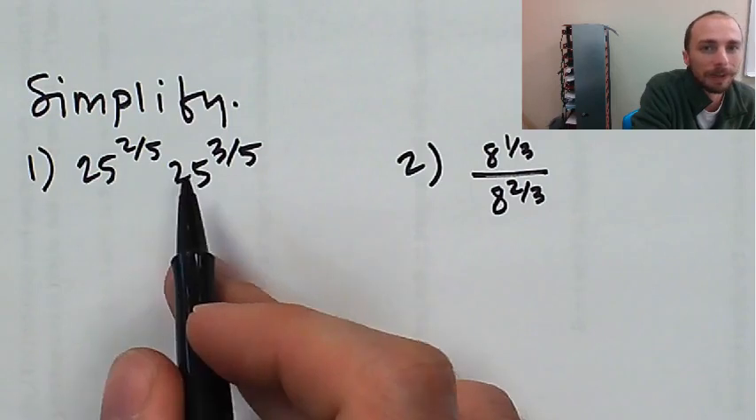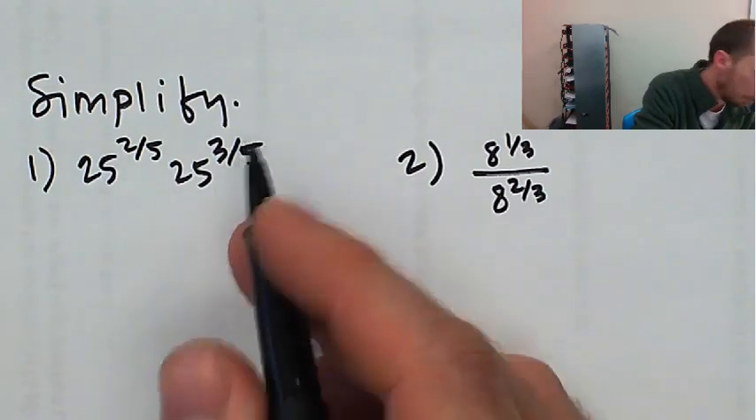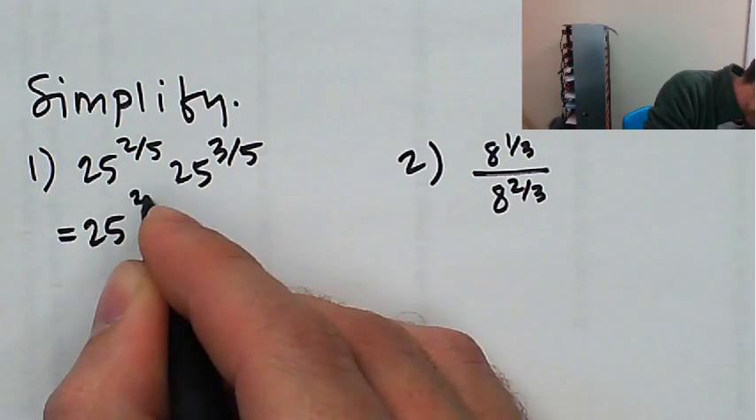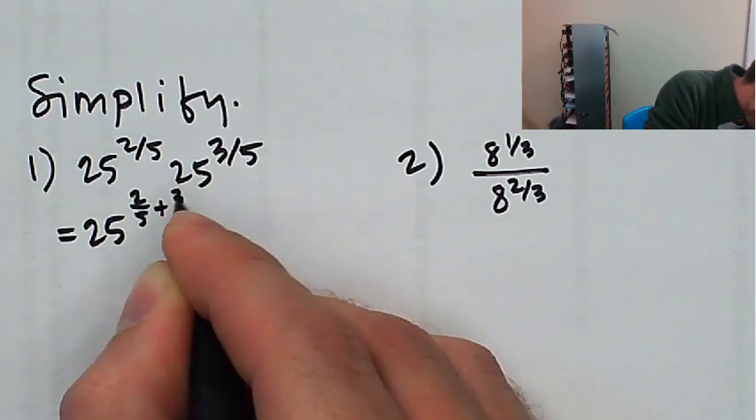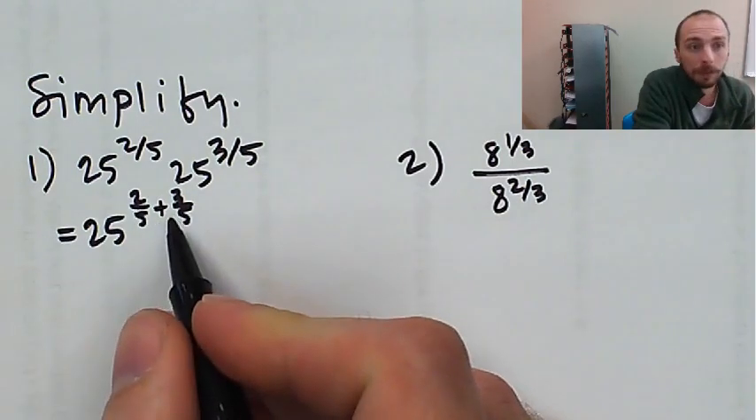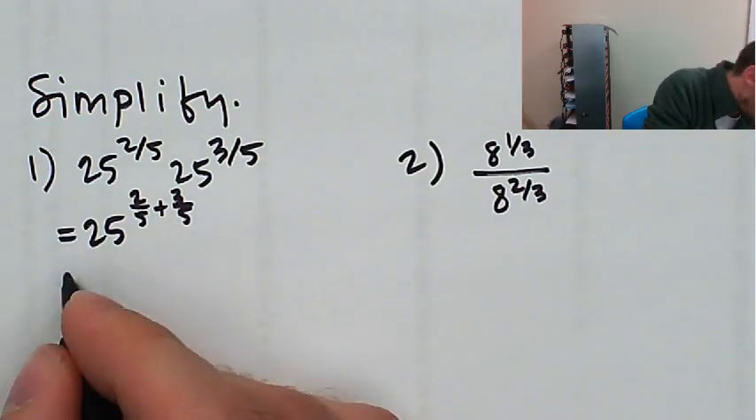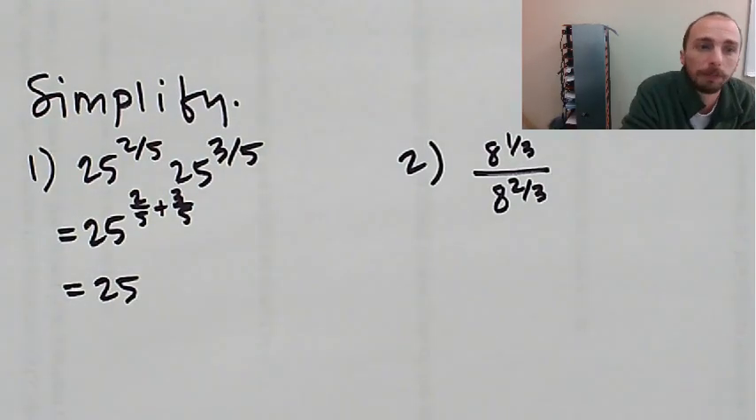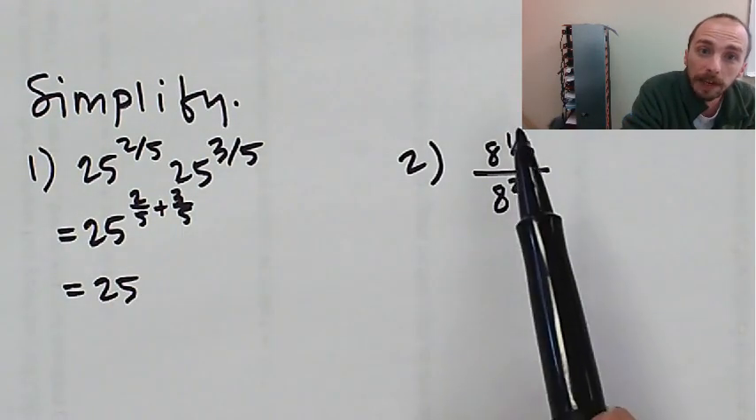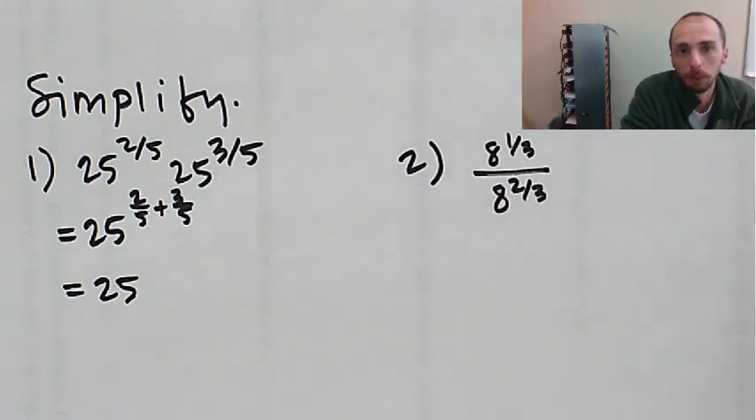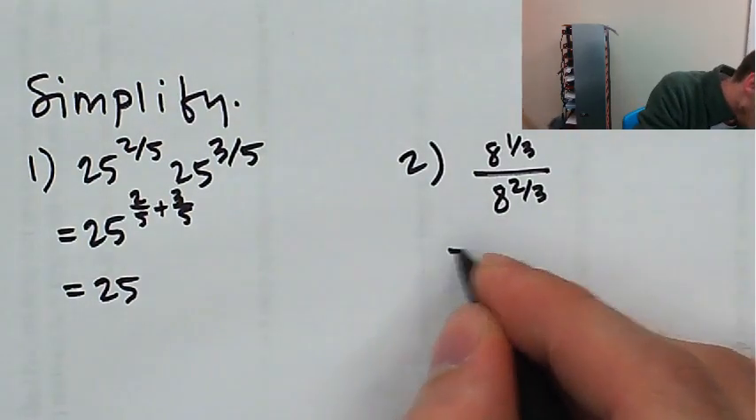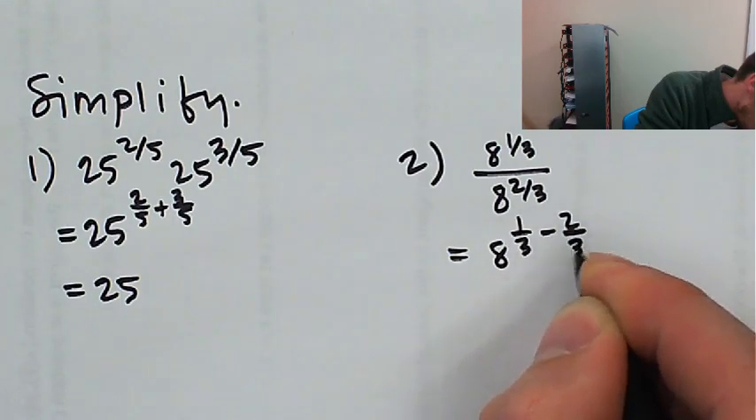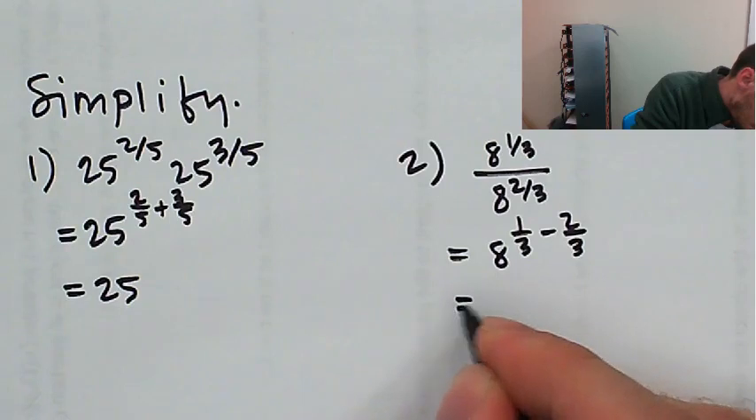So if we're multiplying two things and they have the same base and different exponents, we're going to add the exponents. So this is going to equal 25 to the 2/5 plus 3/5. If I have 2/5 and 3/5, that's going to add up to 5/5. And 5/5 is 1. And 25 to the first, well, that's just going to be 25.